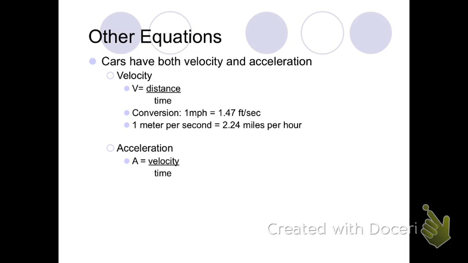The kinematics equations are combinations of a lot of these equations that are following. These are simpler equations here. Cars have both velocity and acceleration. So the velocity equation is distance divided by time.